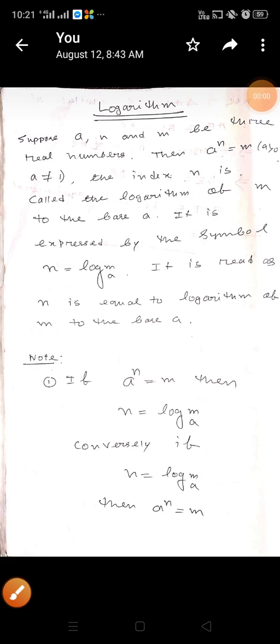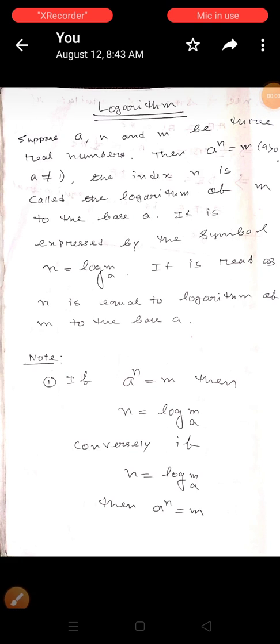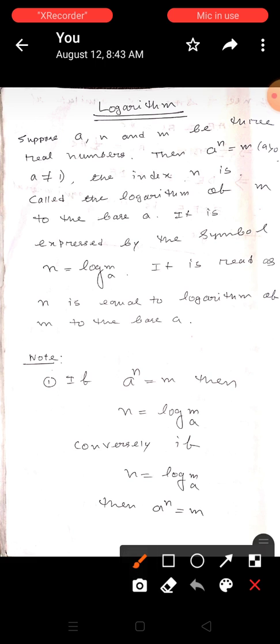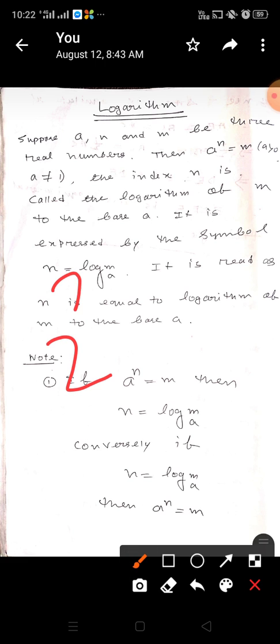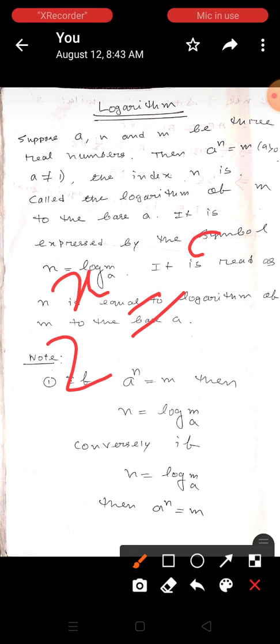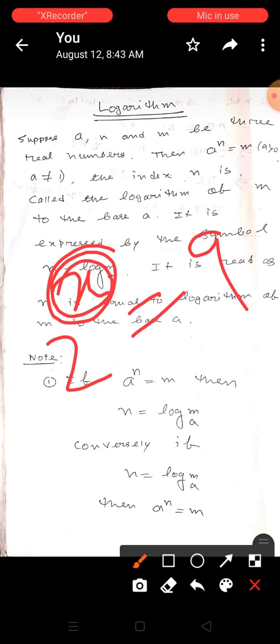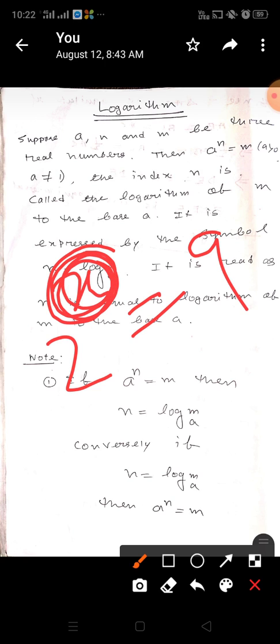Okay, dear students, today we are going to discuss logarithm. How does the concept arise? Suppose 2 to the power x equal to 8, or 2 to the power x equal to 9. From here, how will you determine x? This problem arises, and because of this problem a new discovery has been made, and that is called logarithm.